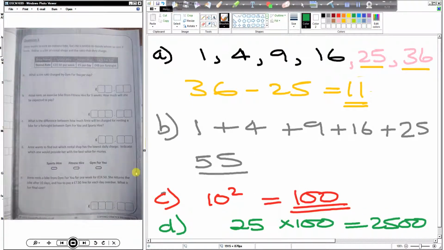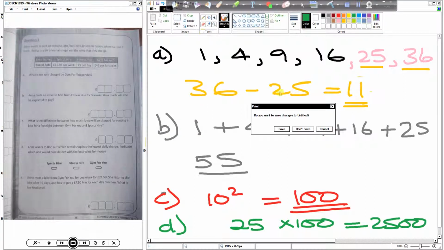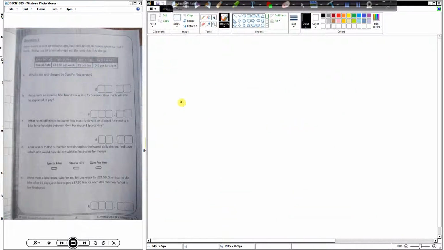Let's move on. Question number 4. Okay, Anne wants to rent an exercise bike but is unable to decide where to rent it from. Below is a list of rental shops and rates that they charge. What is the rate charged by Gym for You per day? Okay, question 4A. Gym for You per day. What is the rate?